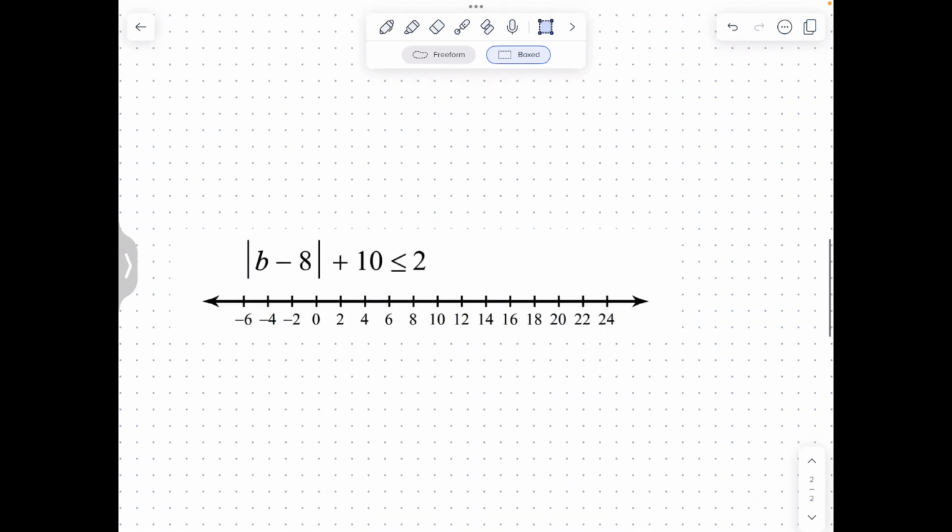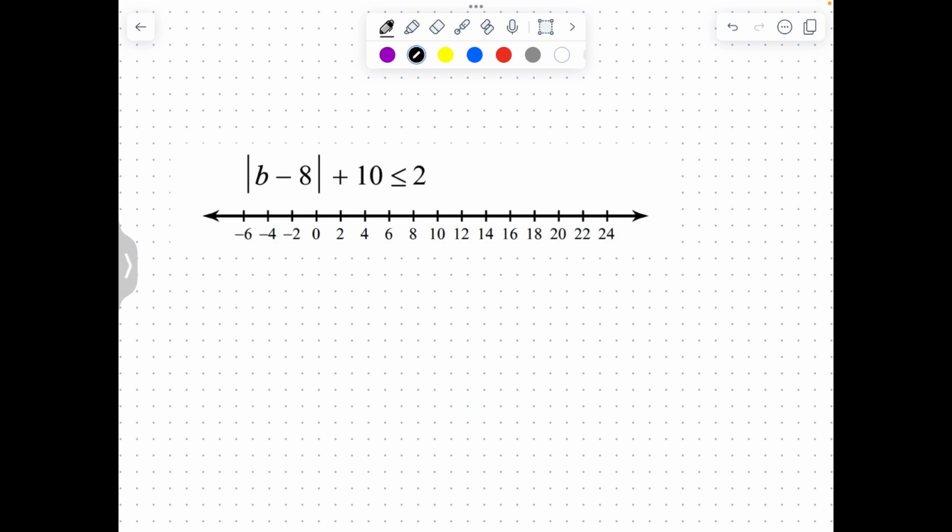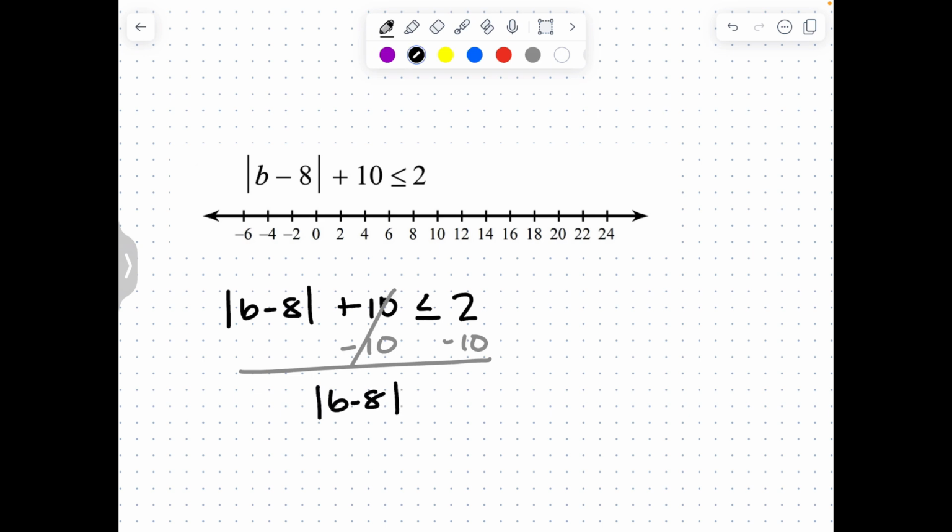All right, we have one more example to look at. The absolute value of the quantity b minus 8 plus 10 is less than or equal to 2. So just like on the last one, our first step should be to isolate the absolute value, and then we'll figure out what we're doing with the rest of it. So we'll subtract 10. 10s will cancel. And now we have the absolute value of the quantity b minus 8 is less than or equal to negative 8.